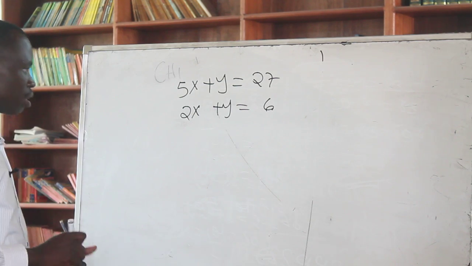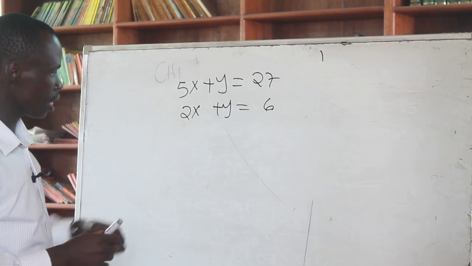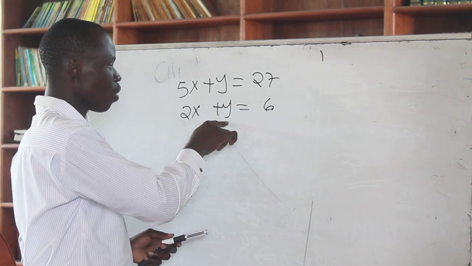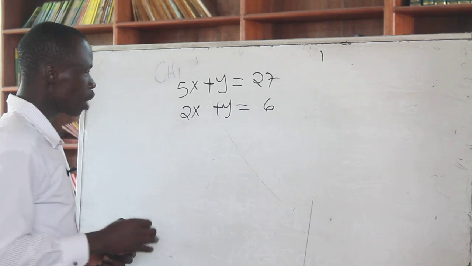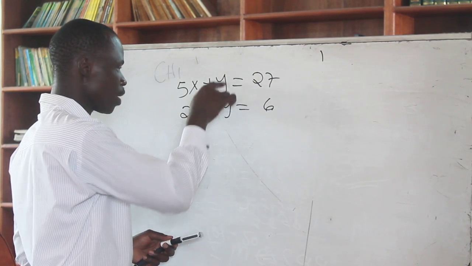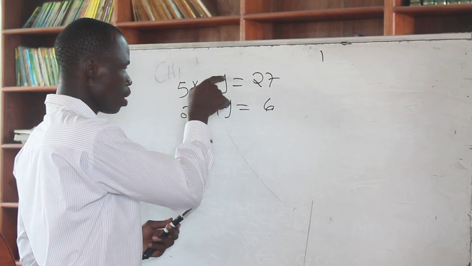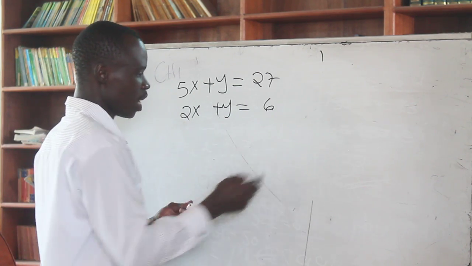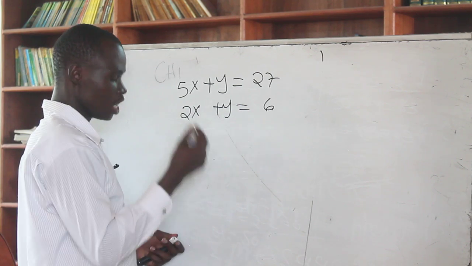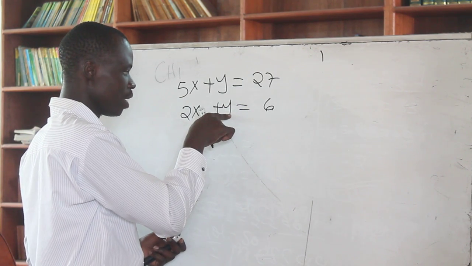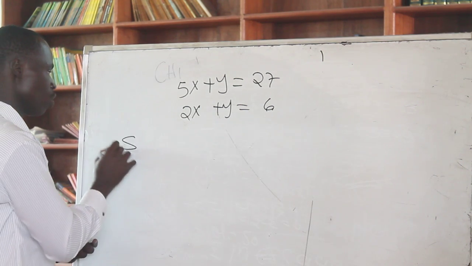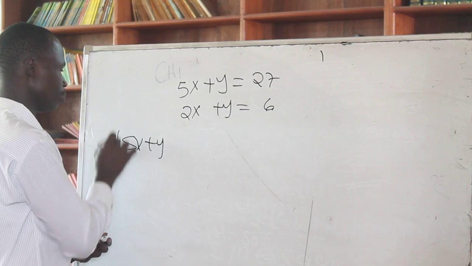Now, I prefer if you eliminate the y, because the coefficient of y is 1, the coefficient of y is 1. So, how can we make this 0? If we take y plus y, suppose we decide to add, y plus y will be 2y. But if we subtract, y minus y is equal to 0. So in other words, what we are going to do is subtract the equations. So 5x plus y.